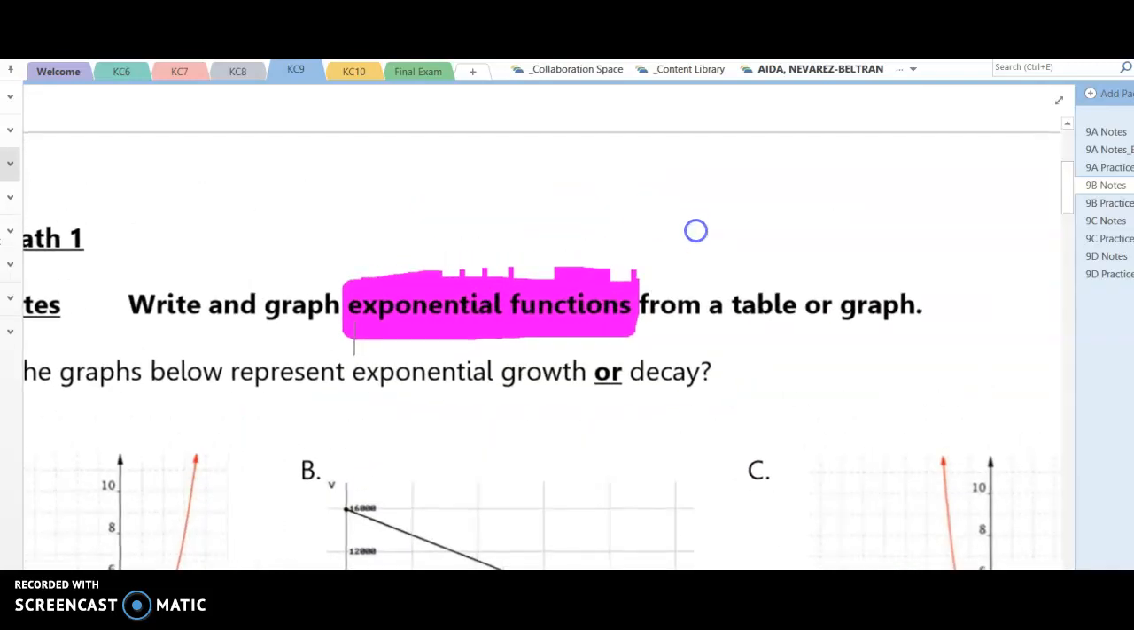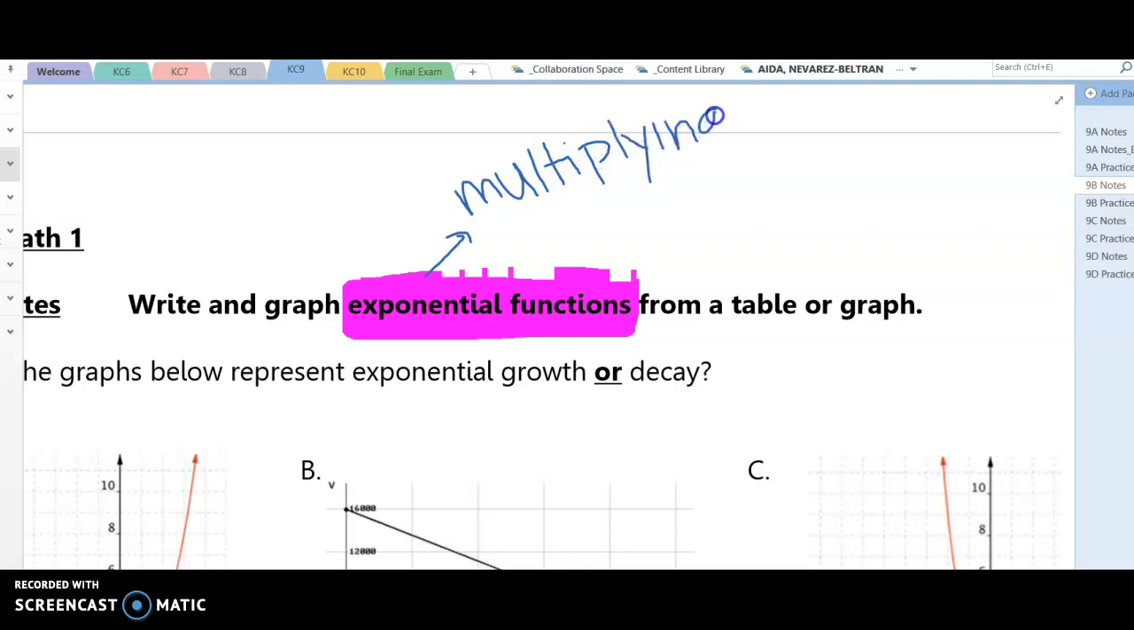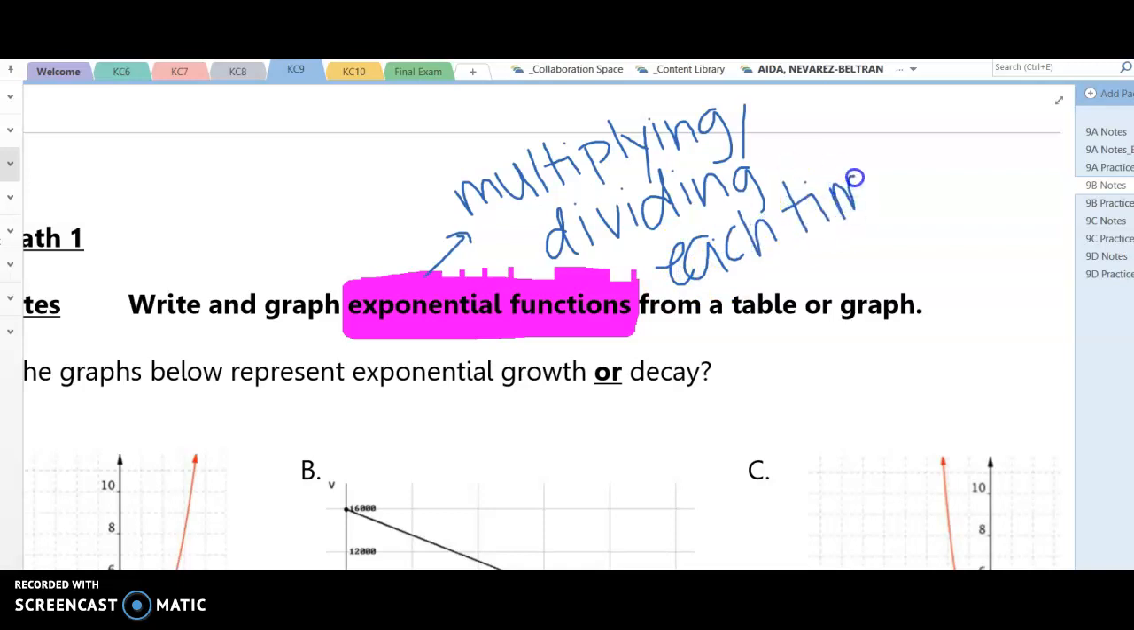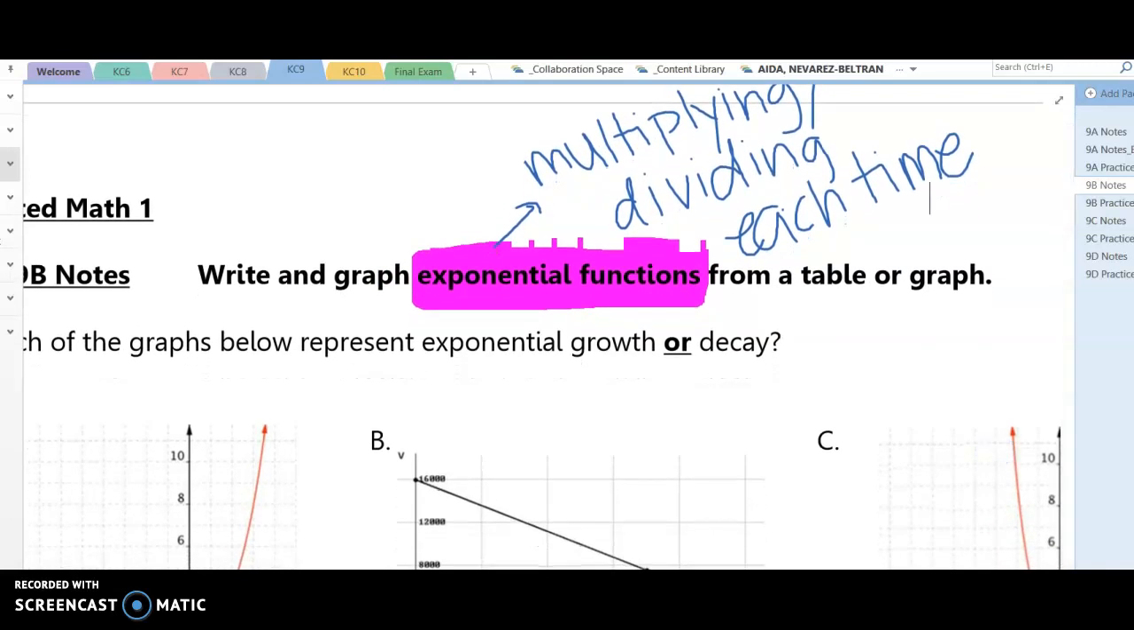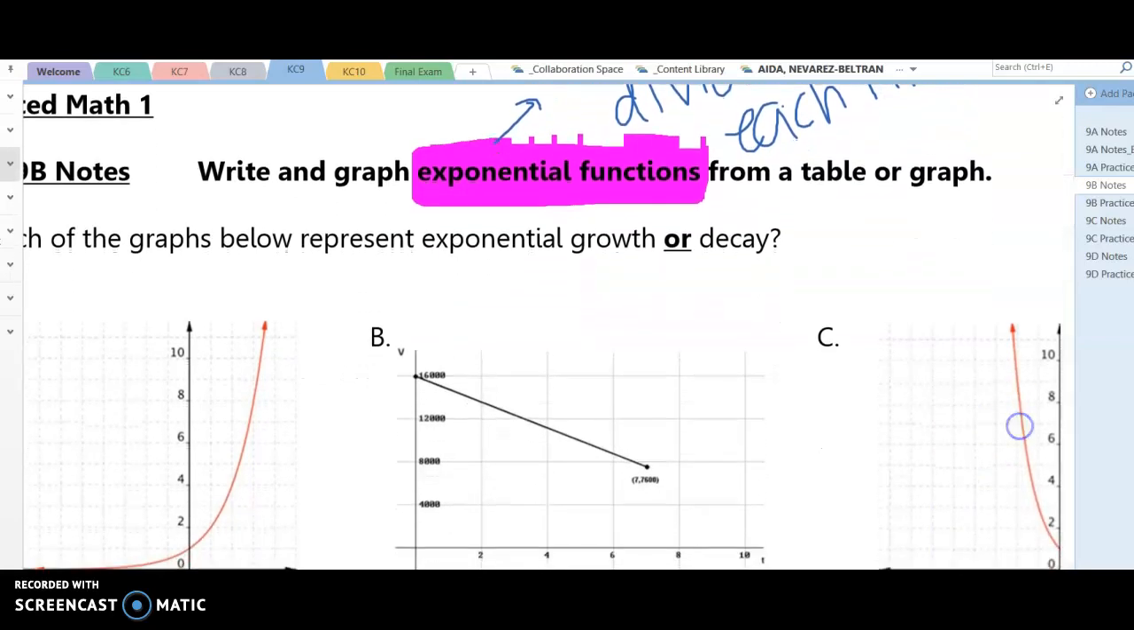So exponential functions, right? That's when you are multiplying or dividing each time. My handwriting is going to be janky. We're just going to have to roll with it. So exponential functions are when you're multiplying or dividing each time. So that's going to change what your graph looks like.